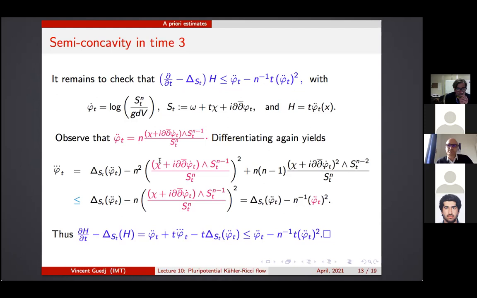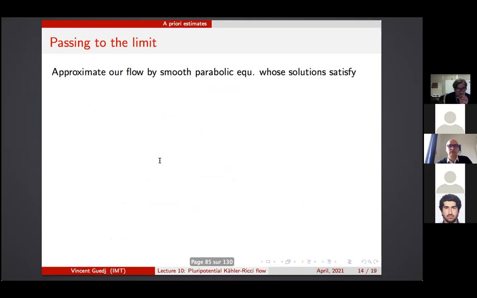So I have saved your brain and energy so far from differentiating the complex Monge-Ampère equations. And I guess this was probably a lack in the previous lectures, so at least you have seen how we can play around with differentiating complex Monge-Ampère flows. So let me go on. Once we have established these three a priori estimates, what do we do? Well, as I said, we proceed by approximation.